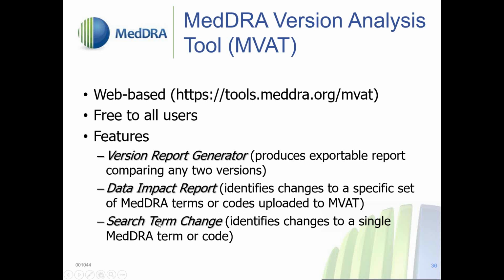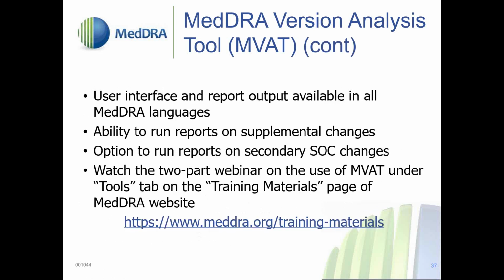And the third and last feature of the MVAT helps identify changes to a single individual MedDRA term or code. This can be useful to explore, for instance, the impact of versioning on a single term that represents an area of concern of a specific medicinal product. The user interface and the report output of MVAT are available in all MedDRA languages. MVAT also allows for addition of secondary SOC information in your retrieval output and comparison of the latest released version of MedDRA against the supplemental next version, so the current status of the next forthcoming MedDRA release.